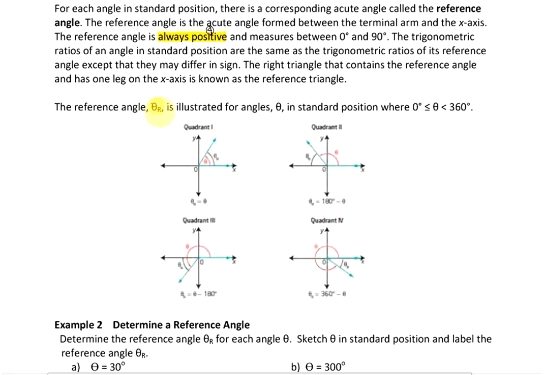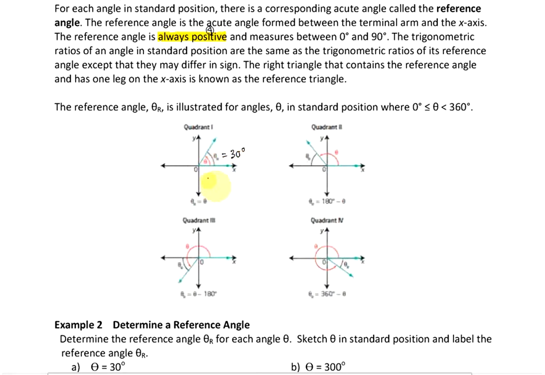The reference angle, which we will call theta subscript r, is illustrated for angles theta in standard position where our angle is between 0 and 360, and it can be equal to 0 degrees. So here we have an angle in the first quadrant. Notice the red arrow gives you direction, telling you it's a positive angle. But also notice that this angle in the first quadrant is the same as your reference angle, because your first quadrant angle is between 0 and 90 degrees, and so is your reference angle. So for illustrative purposes, I'm going to say that our reference angle is 30 degrees.